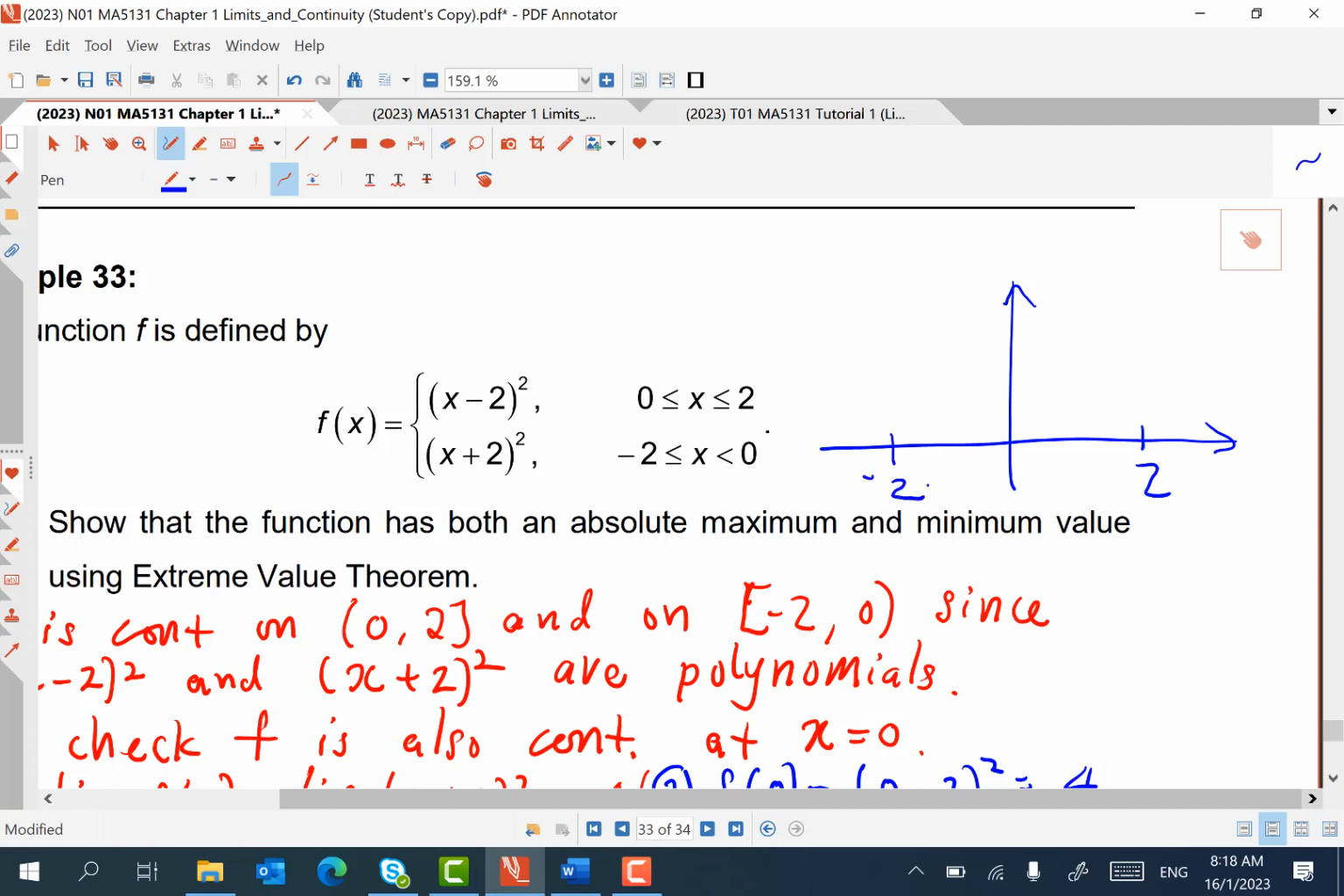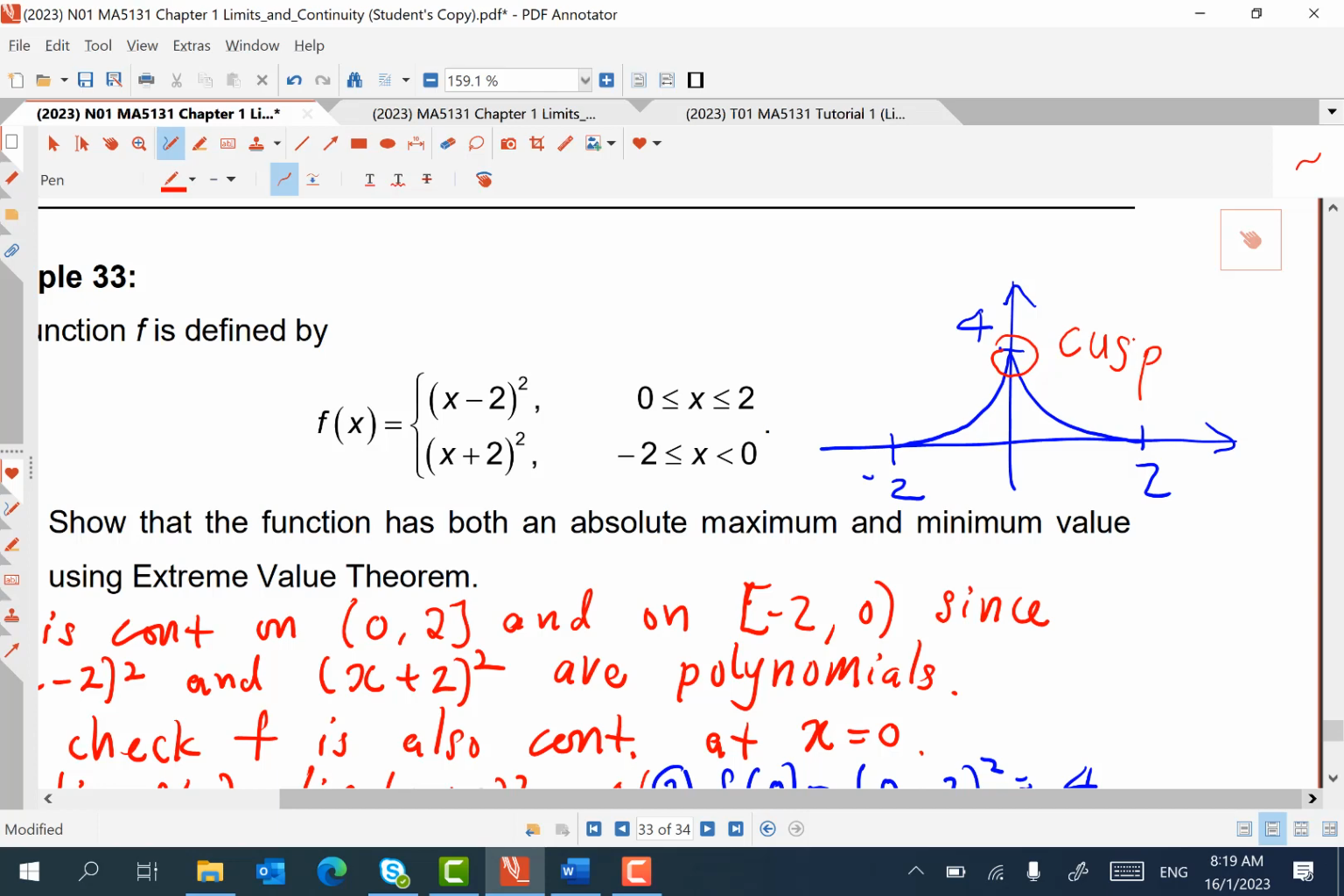Between -2 and 2, if you draw the graph, it should look something like this, and the other side is like that. Judging from this graph, there's actually a back point. This is the back point. A sharp turn is called a cusp. So this sharp corner is a potential point, which we call a critical point. And at this point, indeed, it is not differentiable because it is a sharp corner.